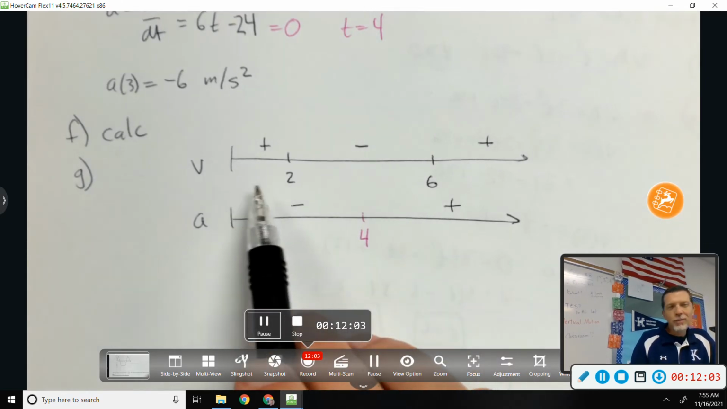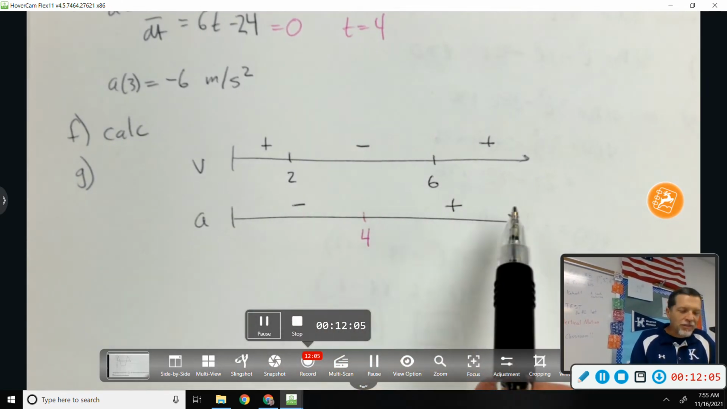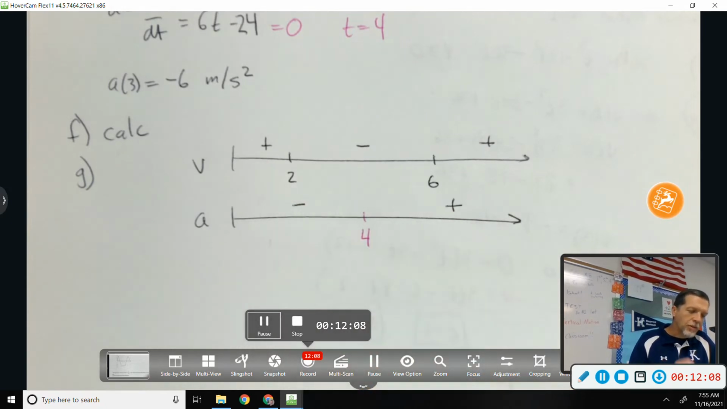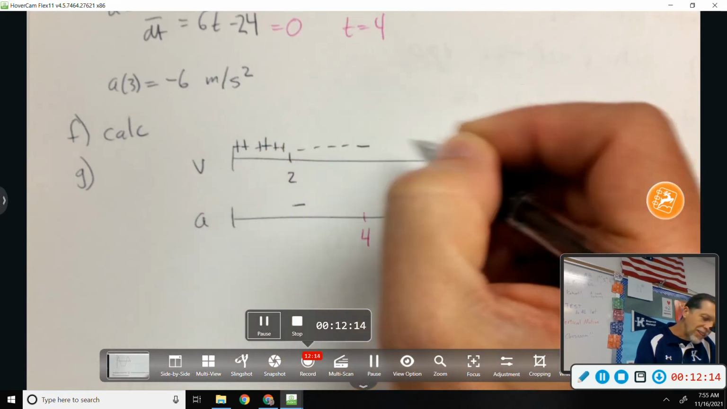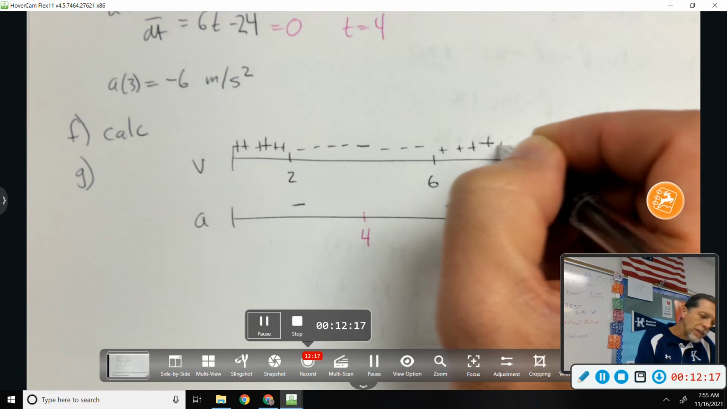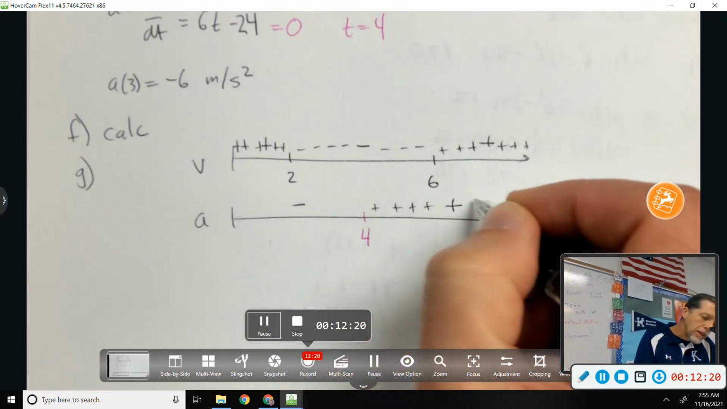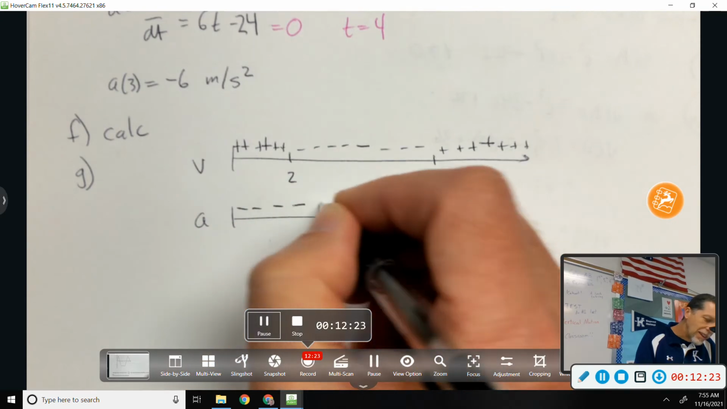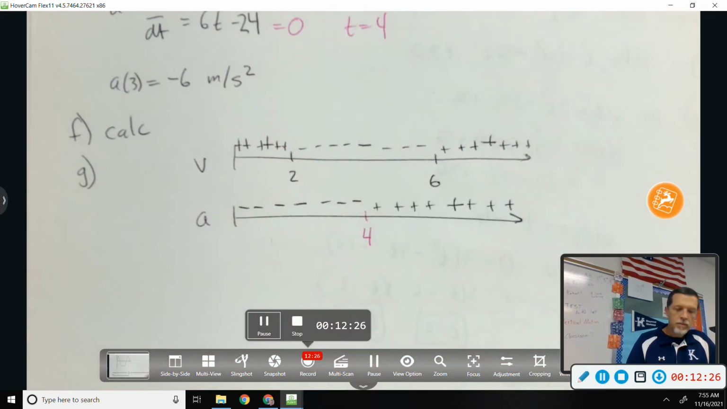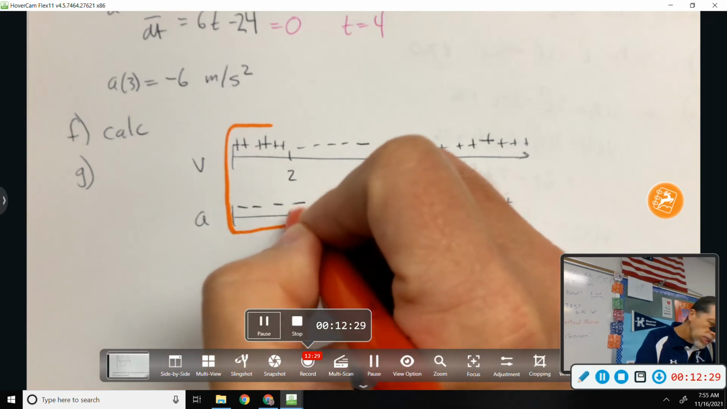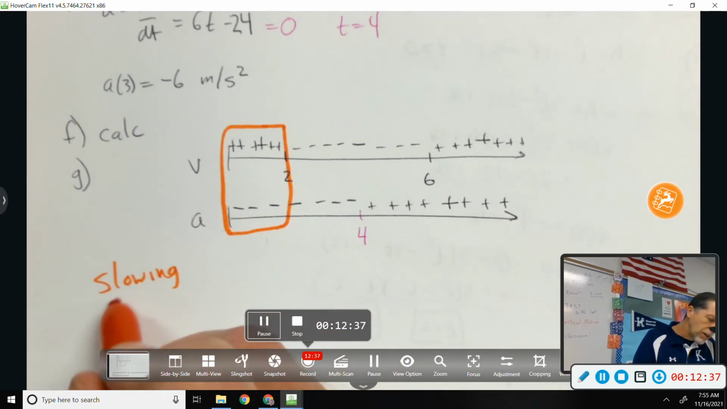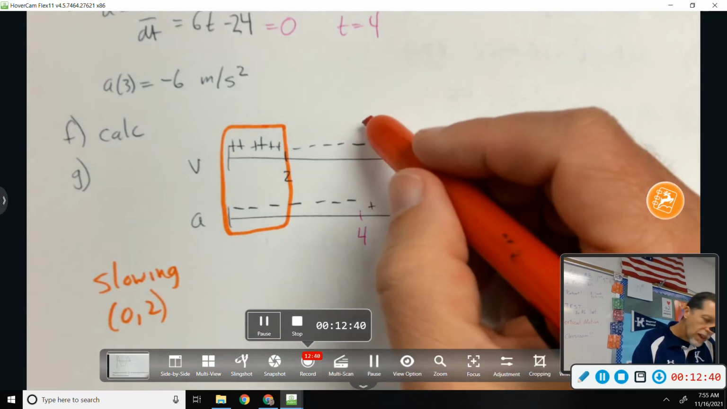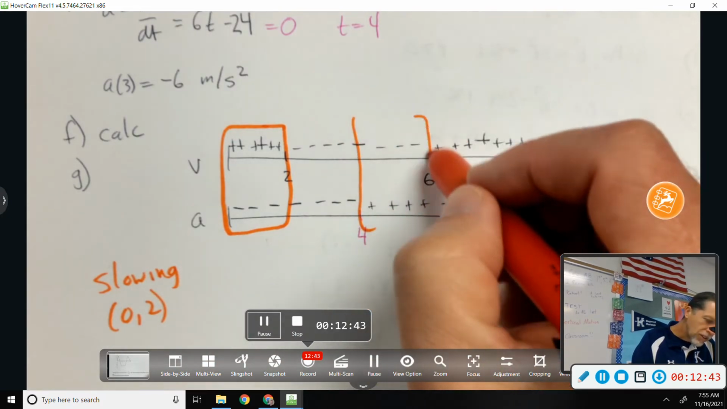This is why I like to put lots of symbols on there, because some people are fine using this. Where do they have the same sign? Where do they have opposite sign? For me, if you put a whole bunch of symbols on there, I think it's easier to see when they have the same and when they have different. But that's not necessary at all. So from 0 to 2, let's see, they are fighting each other. So it's slowing from 0 to 2. And from 4 to 6.